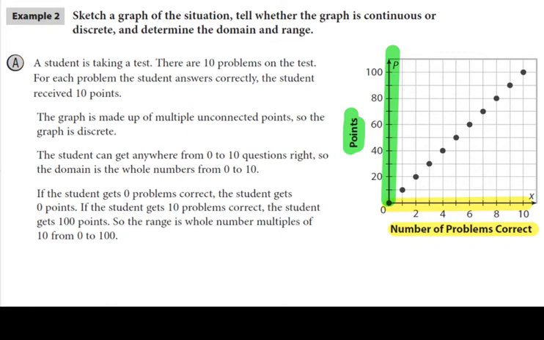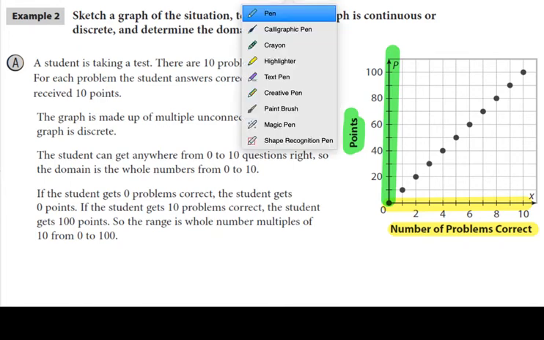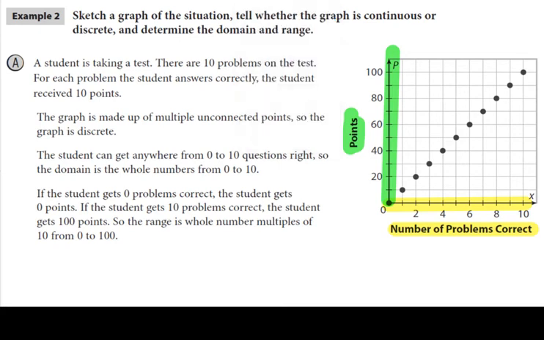A student is taking a test. There are 10 problems on the test. For each problem the student answers correctly, the student receives 10 points. This graph is made up of multiple unconnected points, so the graph is discrete. This is important. It's made up of multiple unconnected points, therefore the graph is discrete.